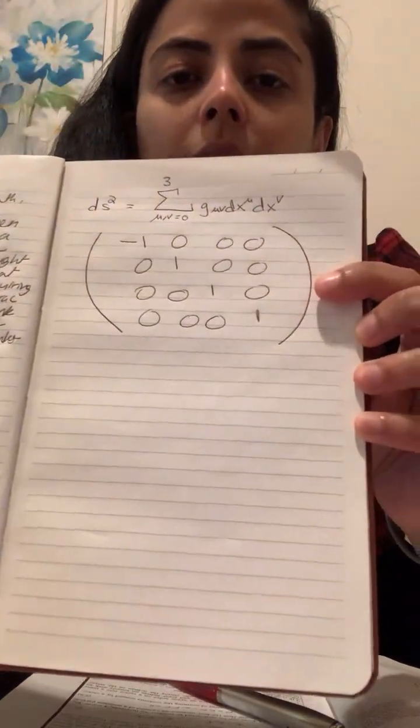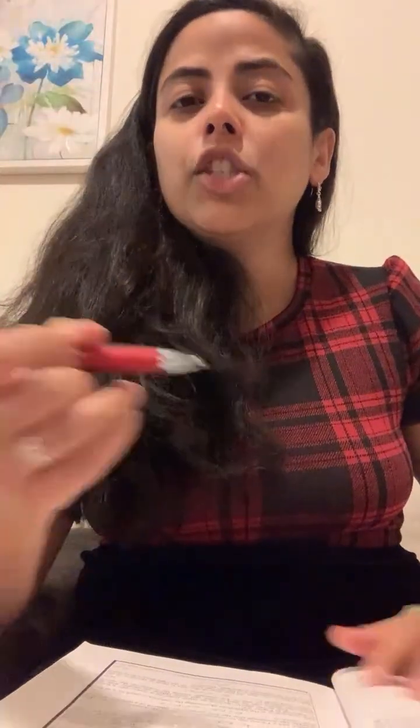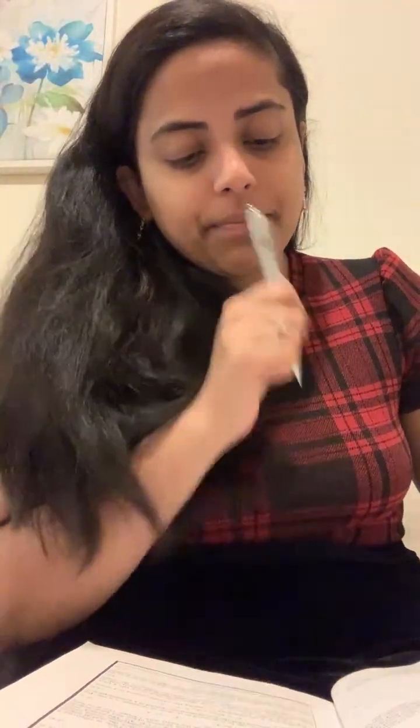I'll just write it down real quick. The Minkowski metric is very simple. It looks like this. I really, really need a whiteboard. It looks like that. That's the Minkowski matrix. So it's going to be very much like that, but a little different.